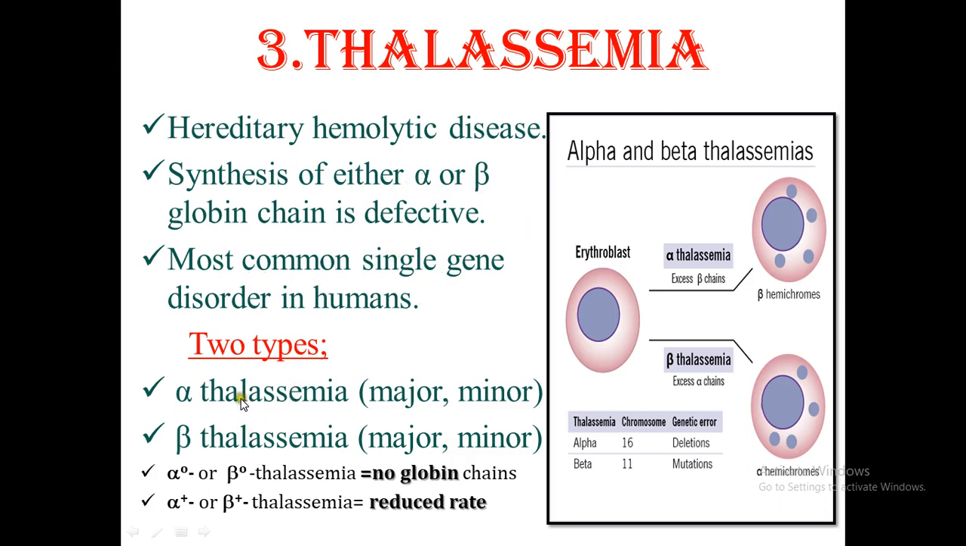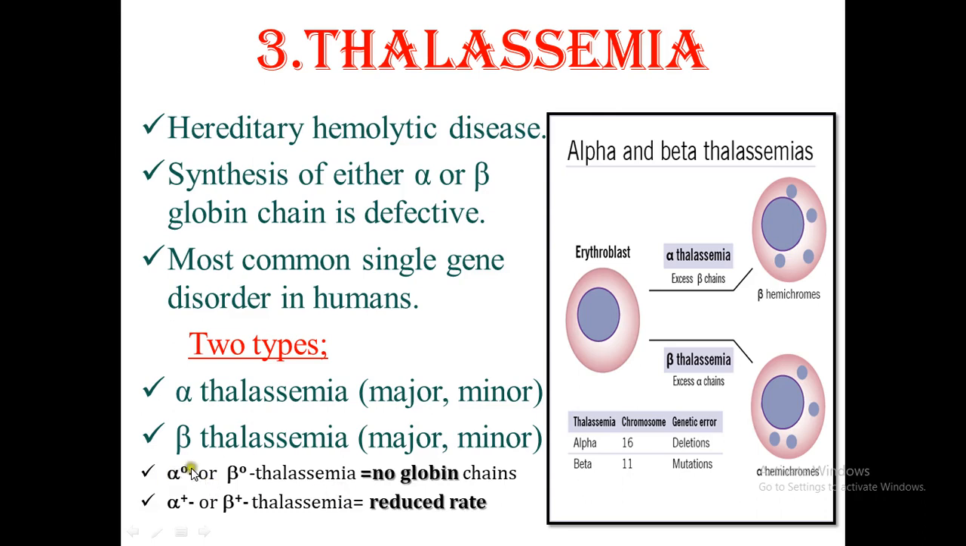It is of two types, alpha thalassemia and beta thalassemia. Alpha thalassemia and beta thalassemia are further divided into two types. Minor, in which the patient is just a carrier. He just has a low level of hemoglobin all his life. Other than that, he has a normal lifespan. But thalassemia major, whether it's alpha or beta, leads to signs and symptoms, and the patient's life is no longer normal.